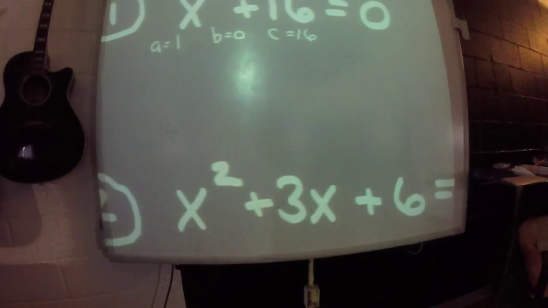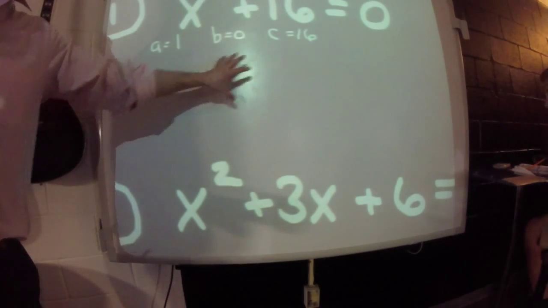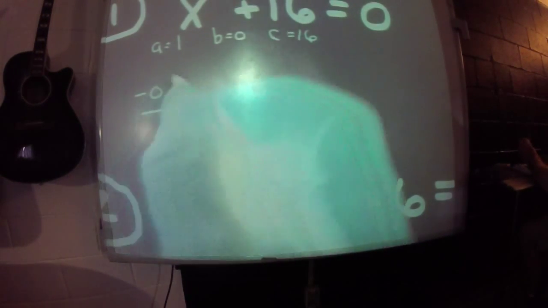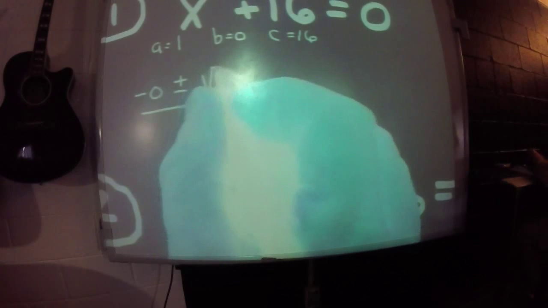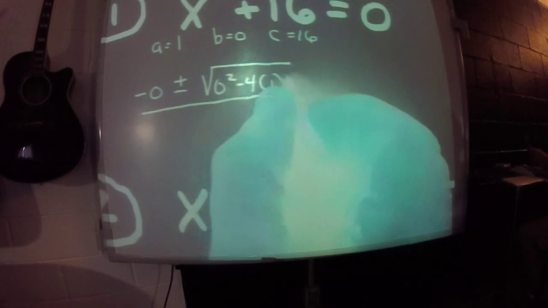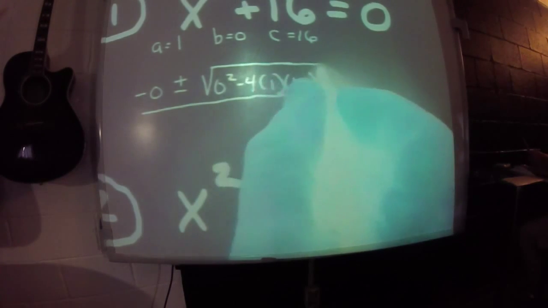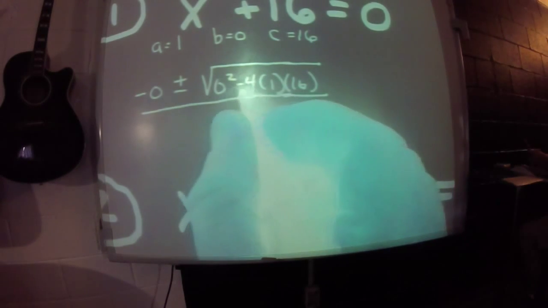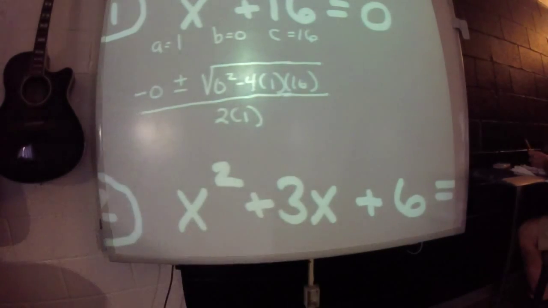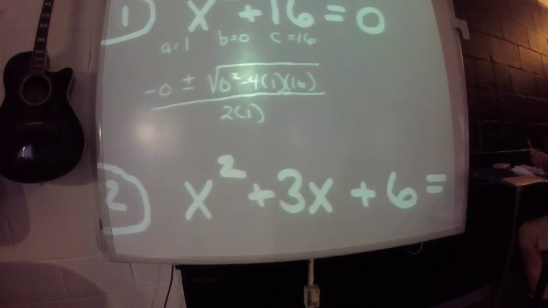So what we're going to do, when the calculator won't work for us, is write it out on paper. So go ahead and write it out. Let's go x equals negative b, so x equals negative 0, plus or minus the square root of b squared minus 4ac, which is 0 squared minus 4 times 1 times 16, all over 2a, which is 2 times 1. And this is no good.